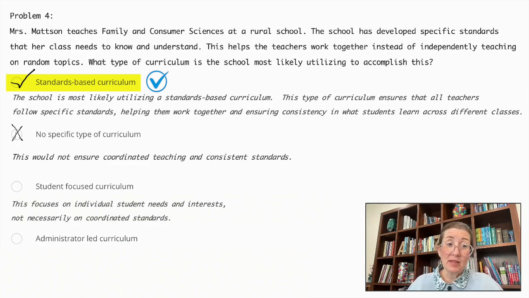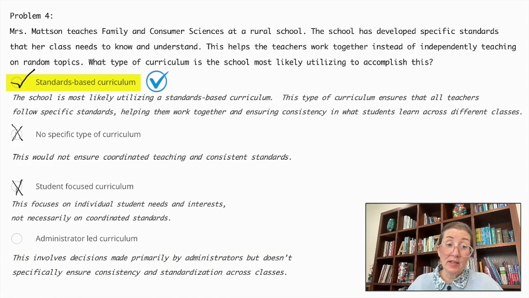Student-focused curriculum. This focuses on individual students' needs and interests and not necessarily on coordinated standards. Administrator-led curriculum. This would involve decisions made primarily by the administration and not specifically ensuring consistency or standardization across classes. Therefore, the school is using a standards-based curriculum to ensure teachers work together and teach consistent content.